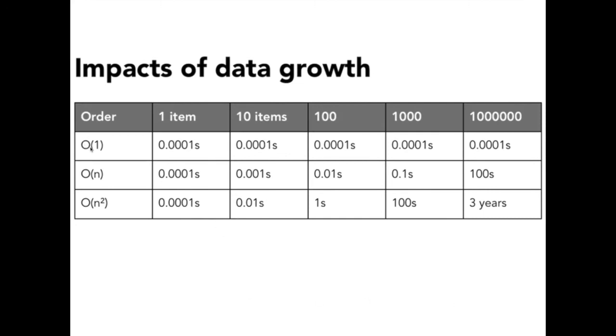So again, I have my constant time, I have my linear, and I have my exponential. So you see with one item, these are the items in the yellow box. You see there's not much difference. A human's not going to be able to tell, oh, this took 1 second versus this. It's going to be quick. It's going to be almost instantaneous.